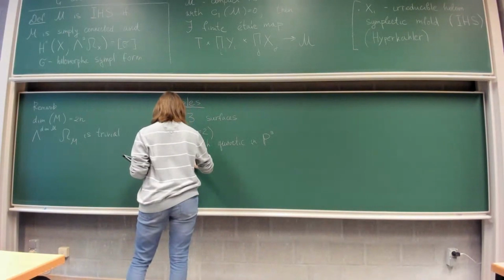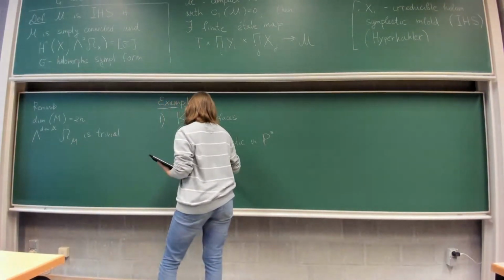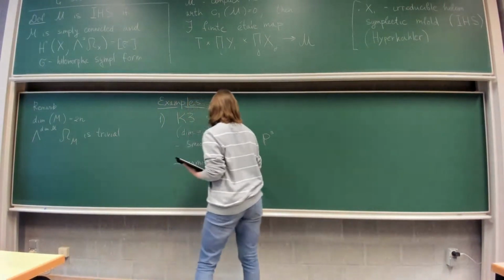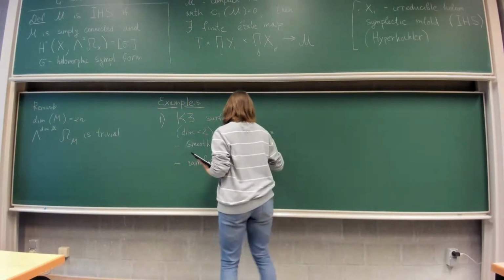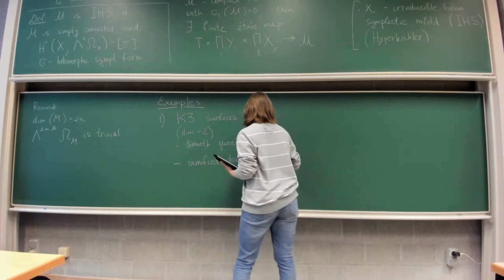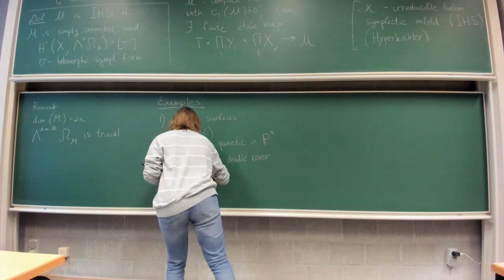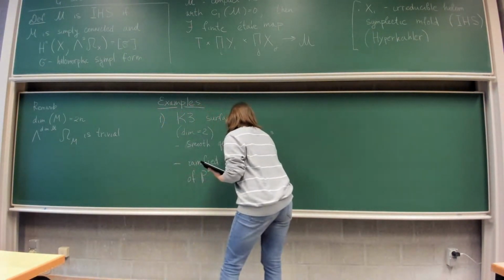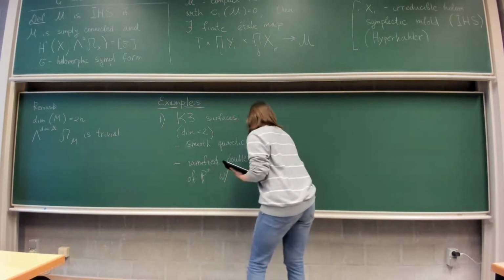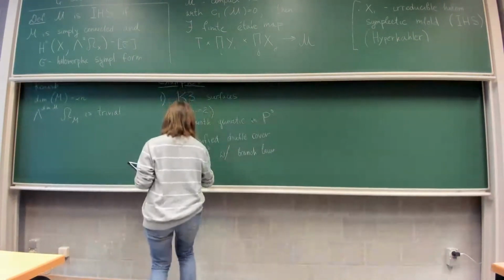And another example that probably everybody knows, or often one of the examples, is a ramified double cover of P2 with the branch locus a smooth sextic.